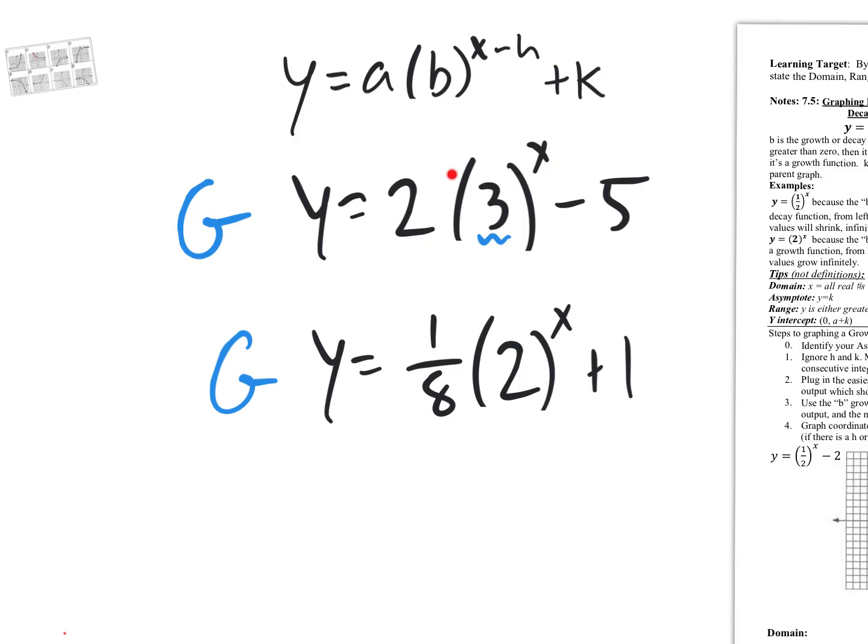Like on this first one, you have the base here, do the exponent, and you ultimately have to multiply it by 2. If you multiply something by 3, it's going to grow. If you multiply something by 2, it's going to grow, okay?